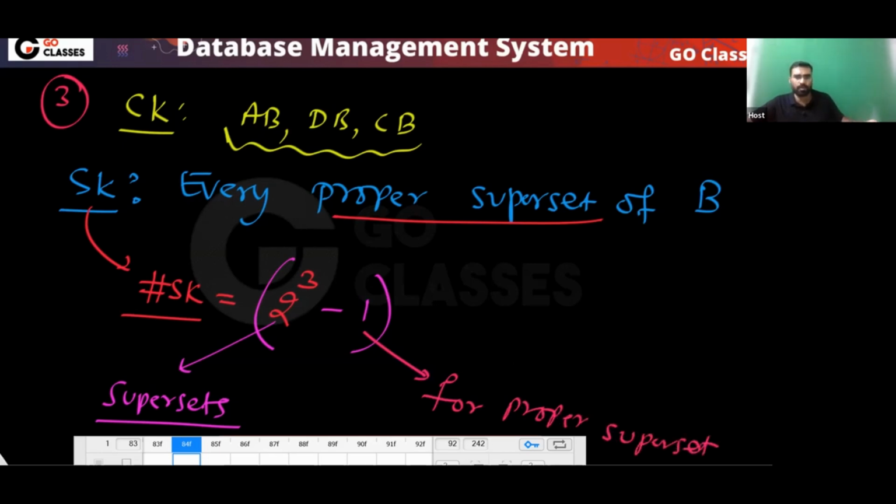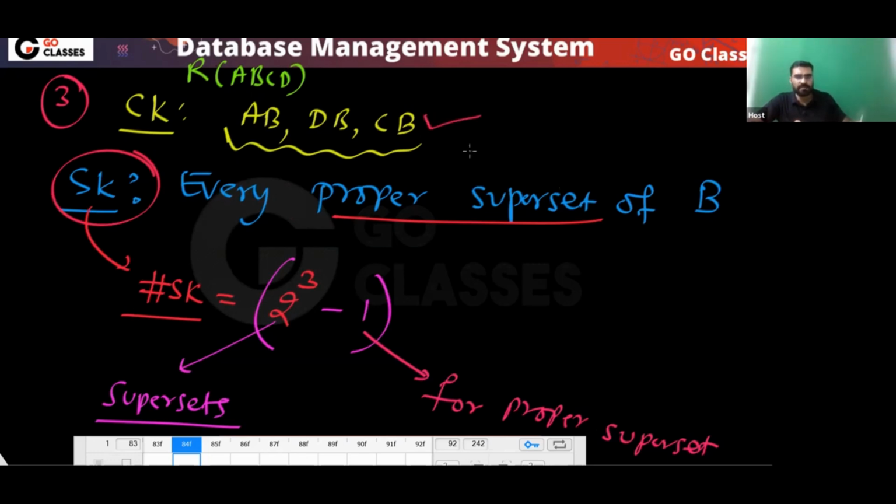This I am removing for proper superset. This I am removing. Yes or no? Array, what is super key? Your relation is R(A, B, C, D). You can see that every superset of B is a key, because these are the candidate keys. Look at the candidate keys.